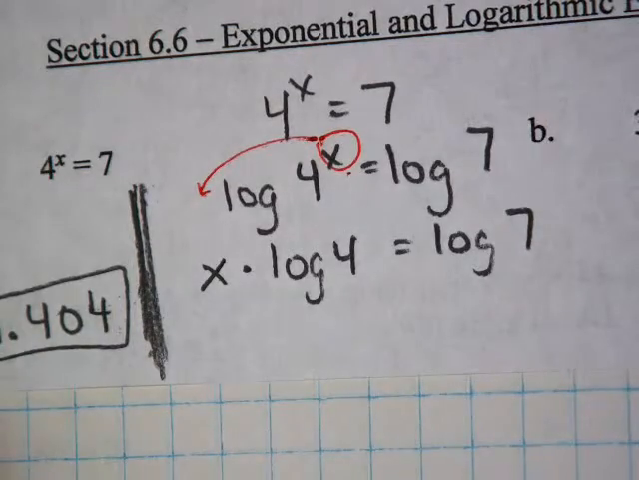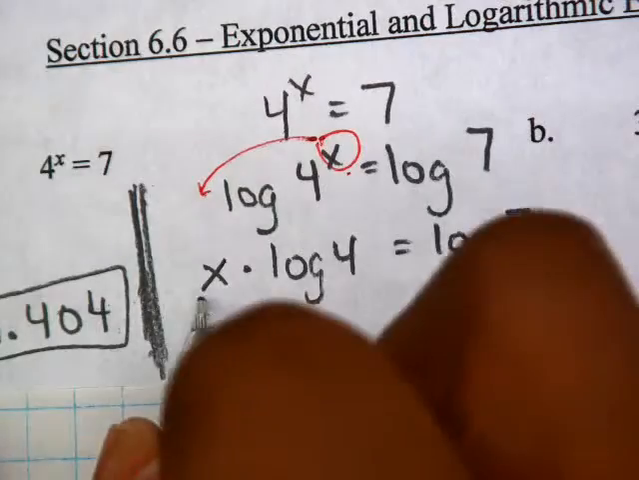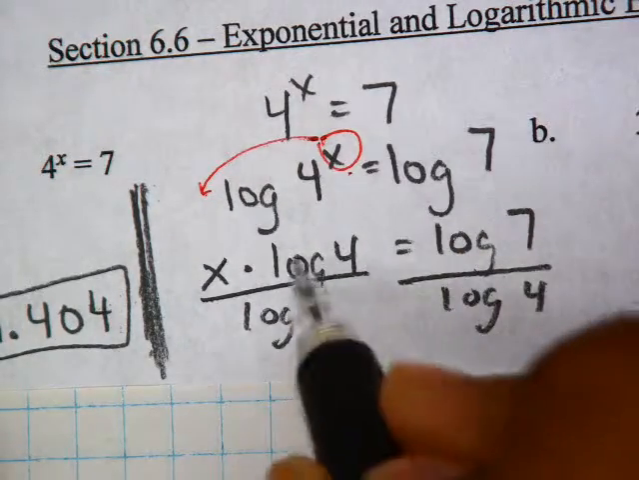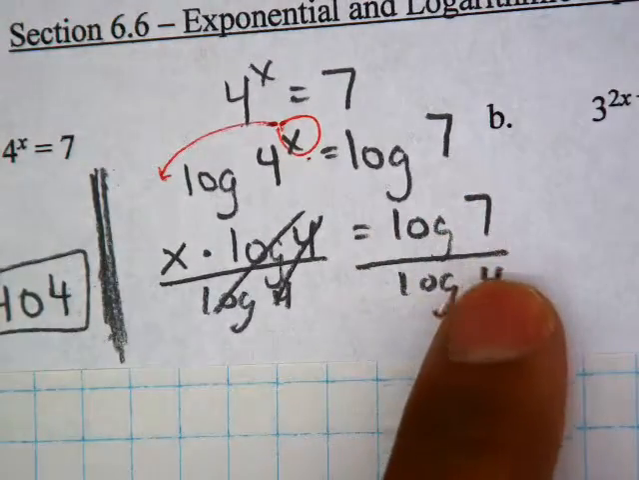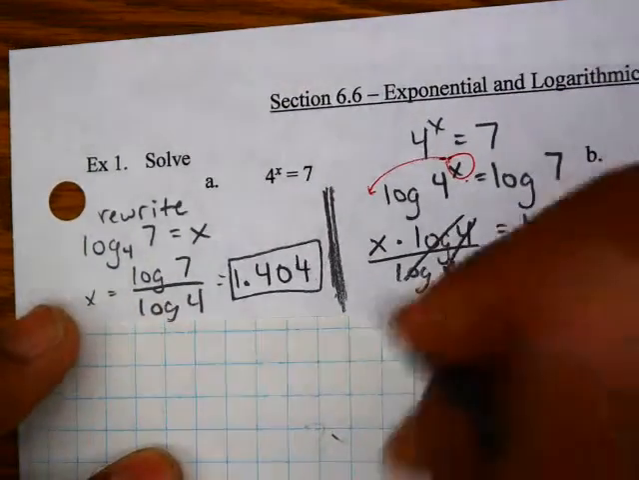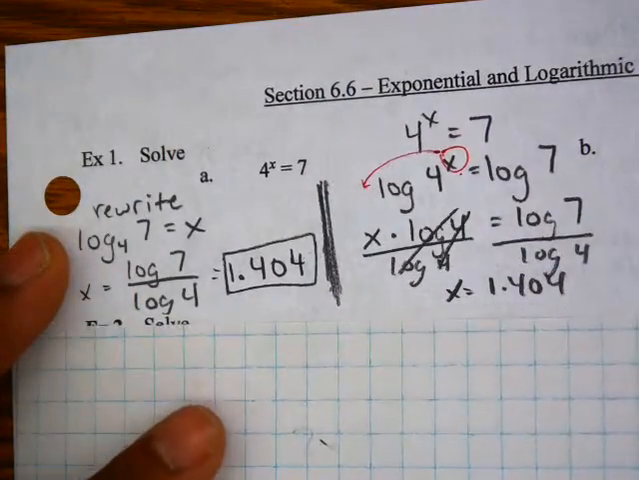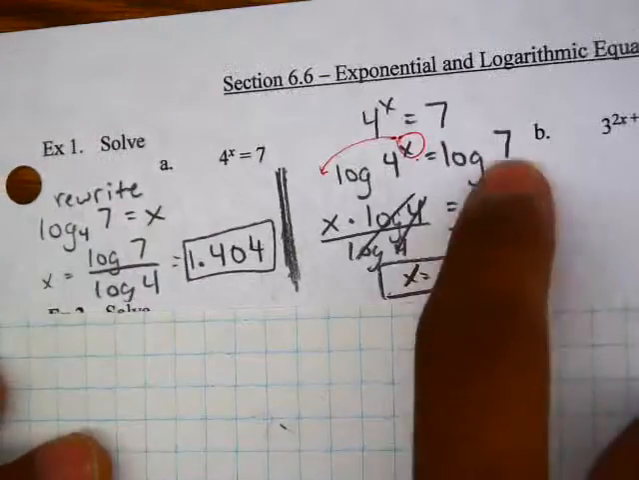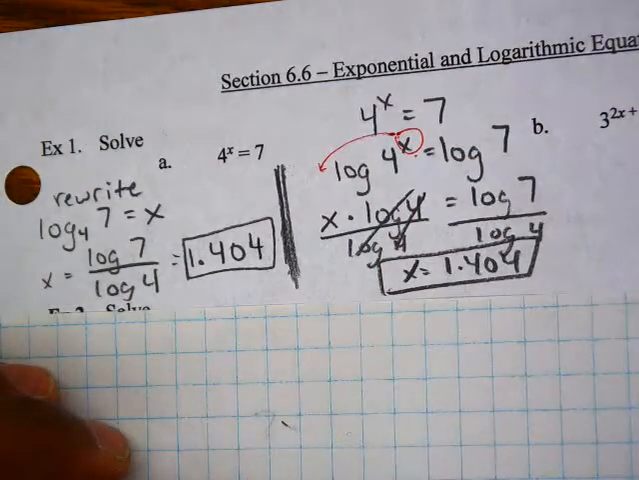Then how would I solve for x? Divide, right? By log of 4. You see how that's still log 7 divided by log 4. It's the same thing that we got earlier. So that's exactly why, when you're evaluating log base 4 of 7, it's log 7 divided by log 4. That shows how you came up with that.